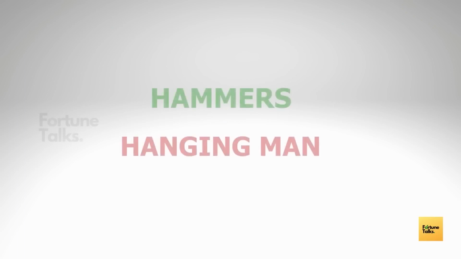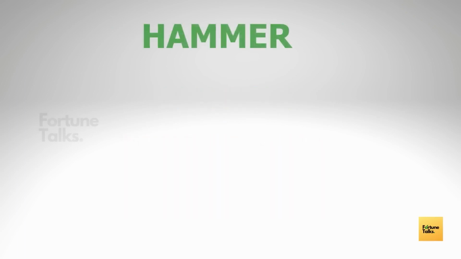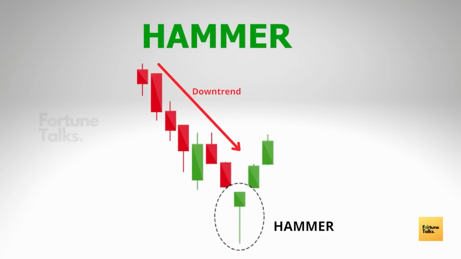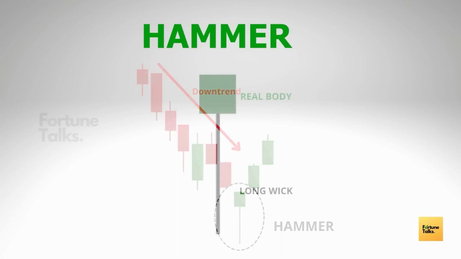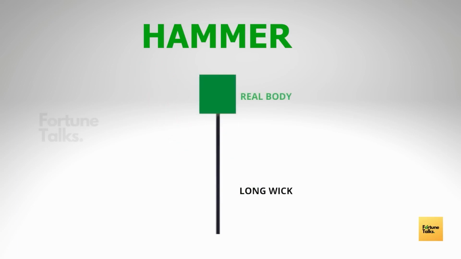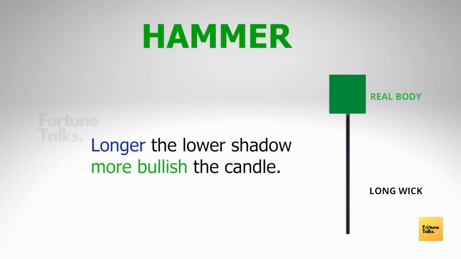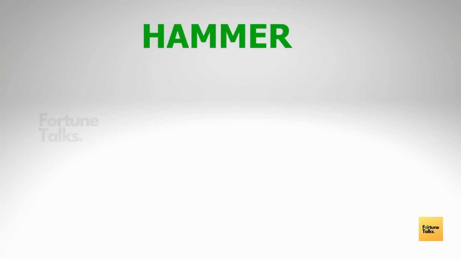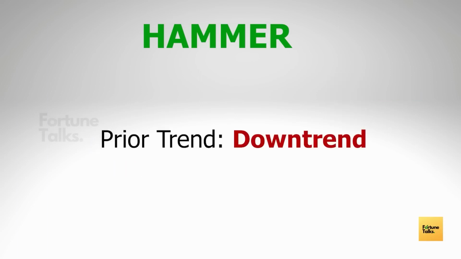The first category of pin bars are the hammers and hanging man. Talking about hammers, a pin bar is said to be a hammer when it appears at the bottom of a downtrend. The hammer consists of a small real body at the upper end of the trading range with a long lower shadow. The longer the lower shadow, the more bullish the pattern is. Generally, the prior trend for a hammer should be a downtrend as mentioned.